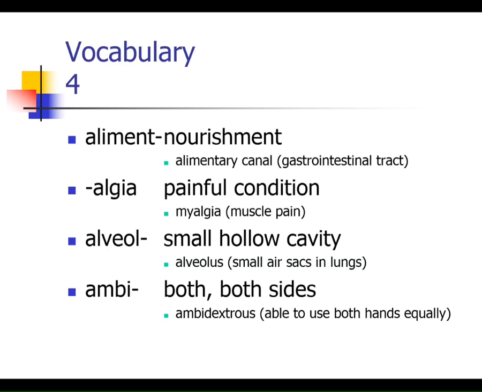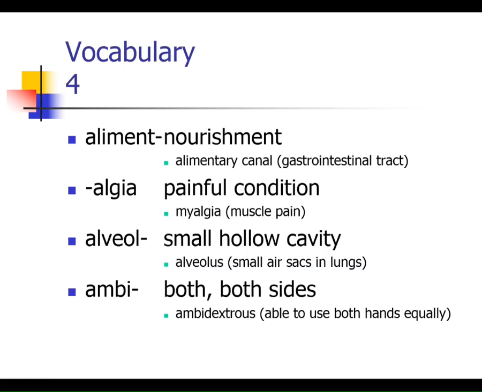Aliment, your digestive system is by some books historically called the alimentary canal. The reason is that's how you gain most of your nourishment. So aliment means nourishment. Algia is some sort of painful condition. Myalgia, pain of the muscles, right?